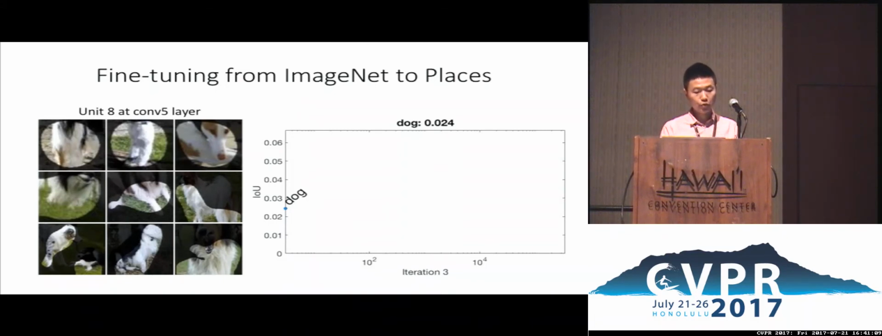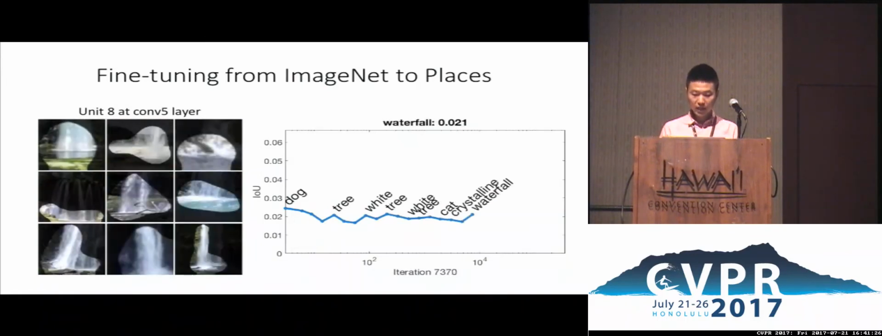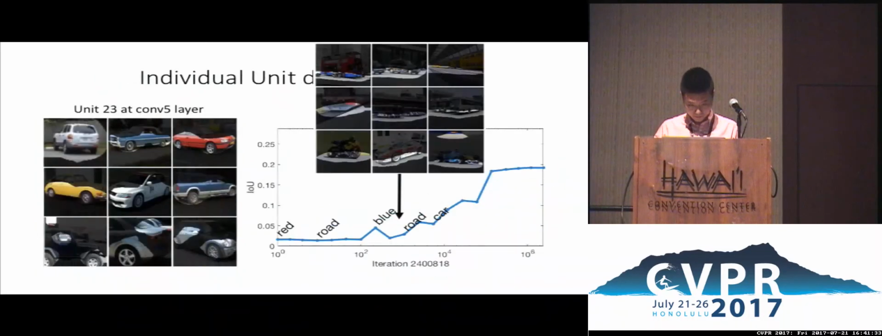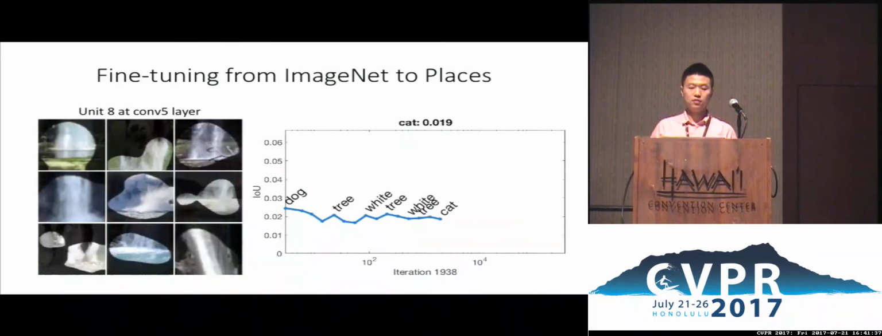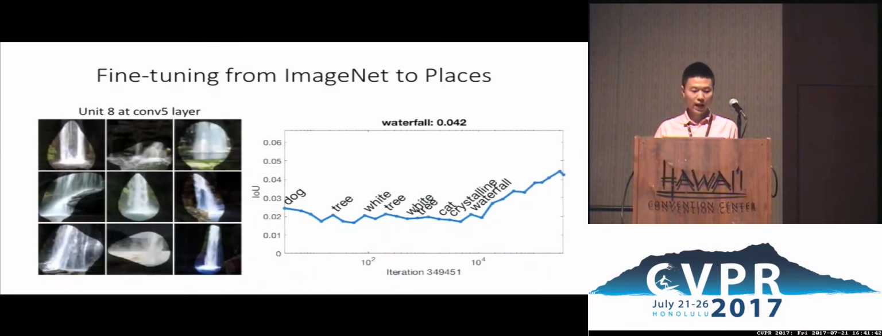Here I will show you one unit. It is a unit in the conv5 layer of AlexNet trained on ImageNet. At the beginning of the fine-tuning, this is a dog detector. It is detecting the white fur of some dog. Then we fine-tune the network to another source, Places, for scene classification. Let's play this again. At the beginning it is a dog detector. Then gradually it converges to a waterfall detector.